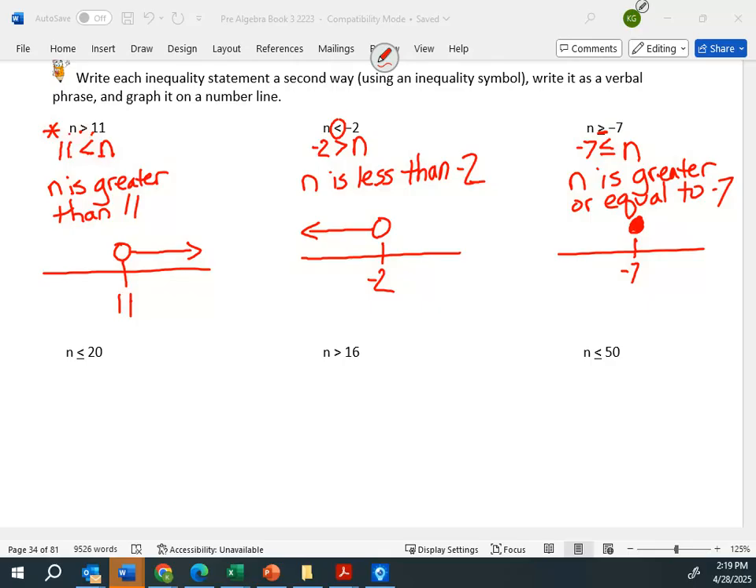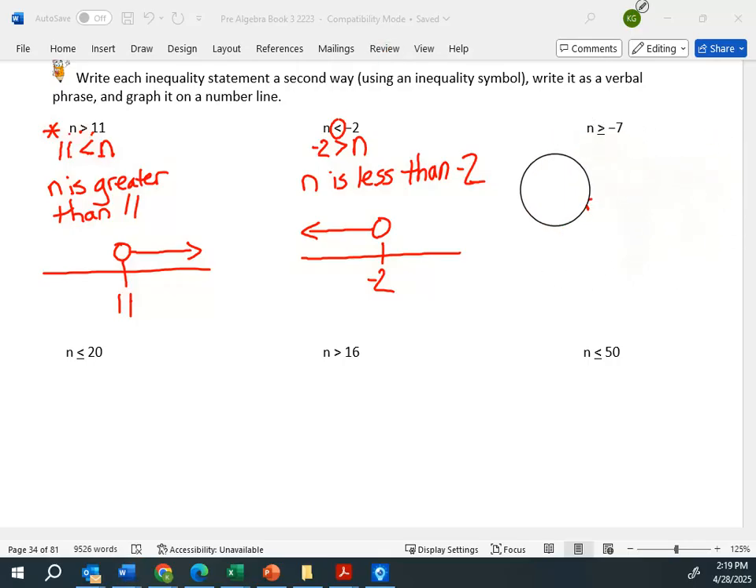Then I have to decide which way is my arrow going, and is it greater than or equal to -7? So any of these numbers that are bigger than -7 could be my n. So it's a filled in circle with the arrow going to the right. You are going to do those bottom 3 on your own. Let's look at our second page.